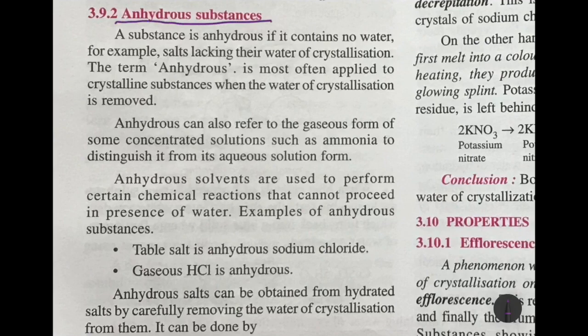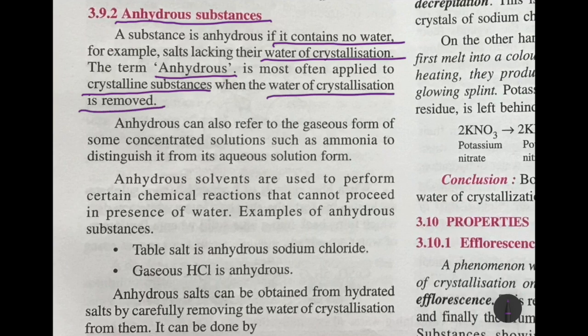Now, as you already know, when is a substance anhydrous? If it does not have any water content in it. For example, salts lacking their water of crystallization. So when we talk about anhydrous, we are talking about crystalline substances when the water of crystallization is removed. So we have hydrated copper sulfate and we have anhydrous copper sulfate after the water of crystallization is removed.